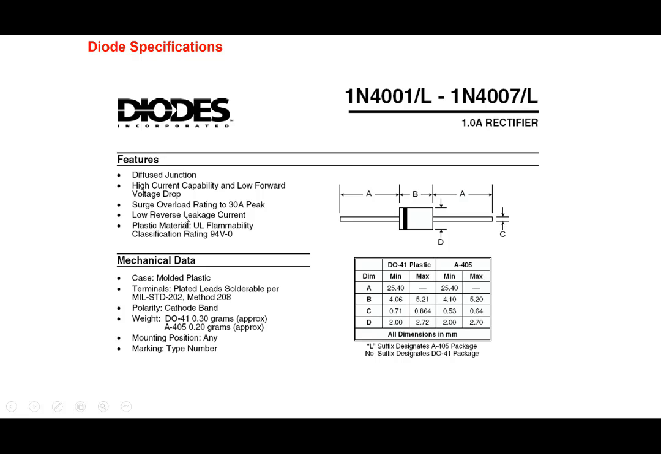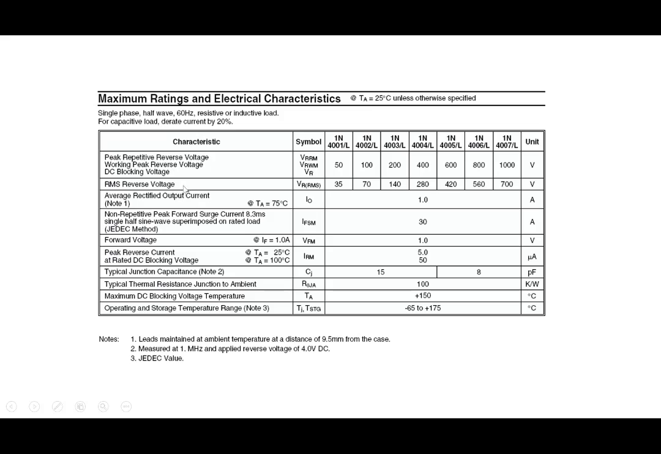And let's look at the characteristics of this particular diode here. One of the things that we see here says surge overload rating of 30 amperes, and it shows that there are limits to this particular diode. It shows the peak repetitive reverse voltage. So if we choose 1N4001, it can handle only 50 volts. On the other hand, if we choose 1N4007, it can handle 1000 volts here. And then there is the amount of rectified output current that it can handle, which typically is 1 ampere.